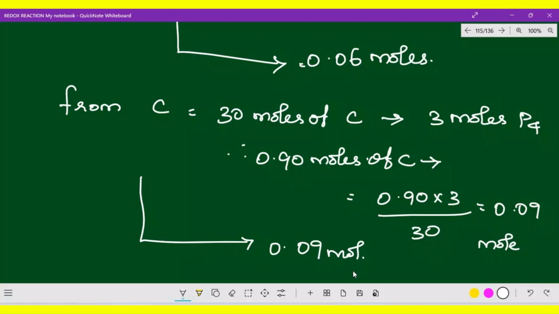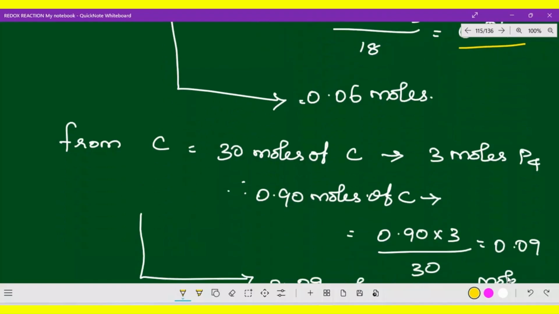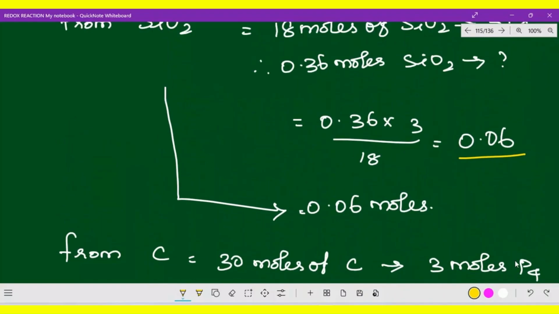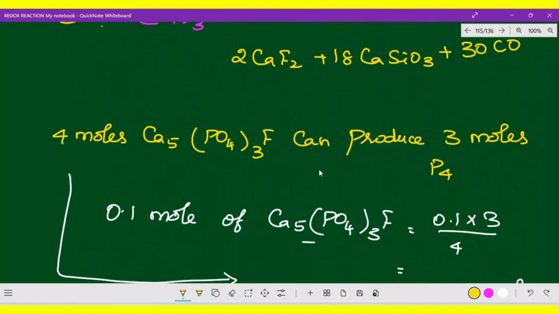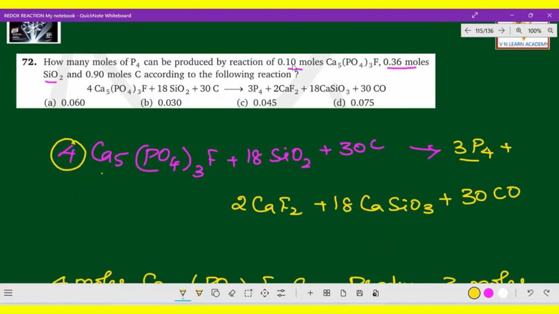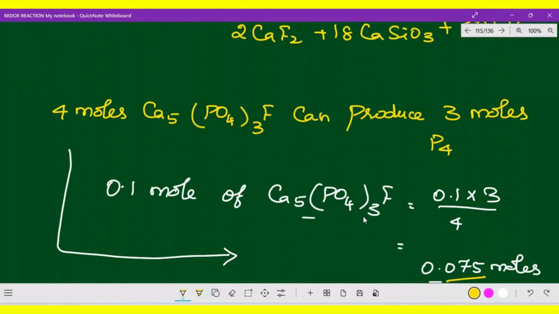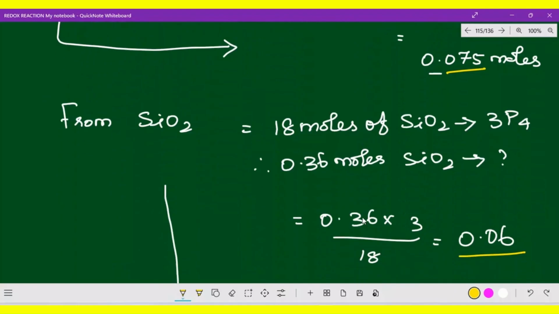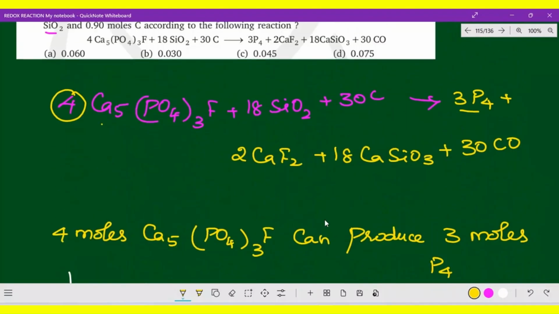So which is the least amount of consumption? Here 0.06, here 0.09, and here 0.075. So which is the least in the question? Here 0.1 mole of fluoroapatite, 0.36 moles of silica and 0.90 moles of carbon: how many moles of P4 can be produced? The limiting reagent is the one completely consumed, and that is the way we bring the answer. Silica is the least amount compared to the others, so 0.06 is the correct answer. I hope you got the clarity.